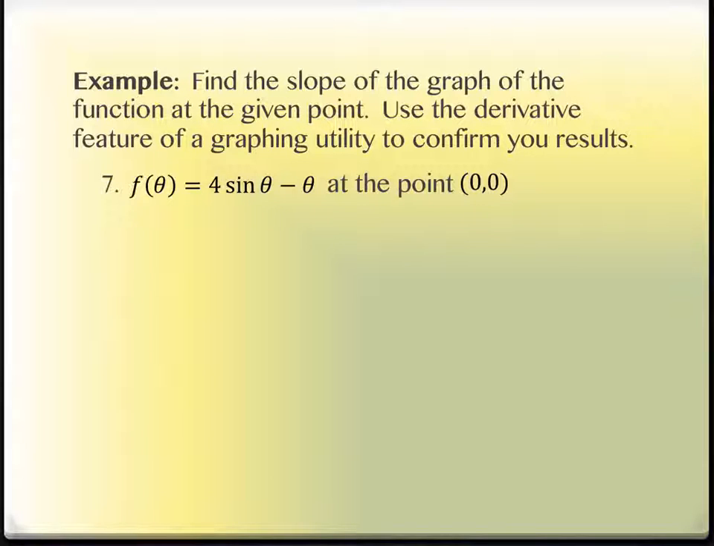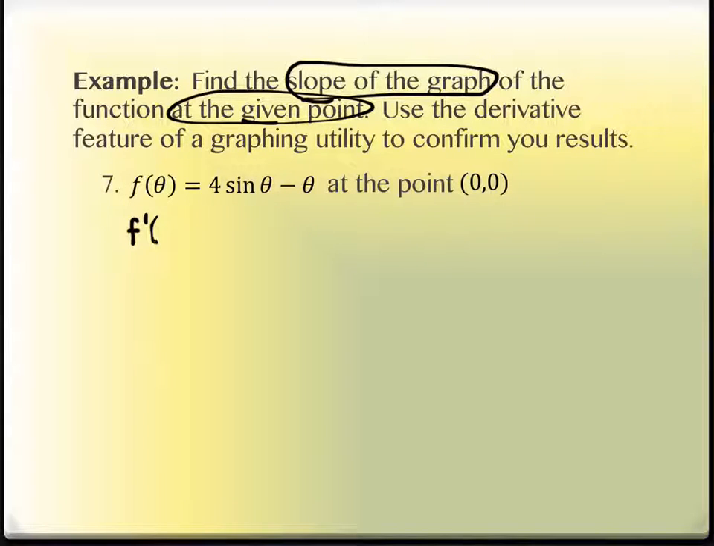So it says to find the slope of the graph. Slope of the graph, we said means derivative, okay? And then it says at the given point, which means plug in the x value, okay? And then we're going to confirm that our graph makes sense of that. All right, so here's our equation, f of theta, and we're going to find f prime of theta.